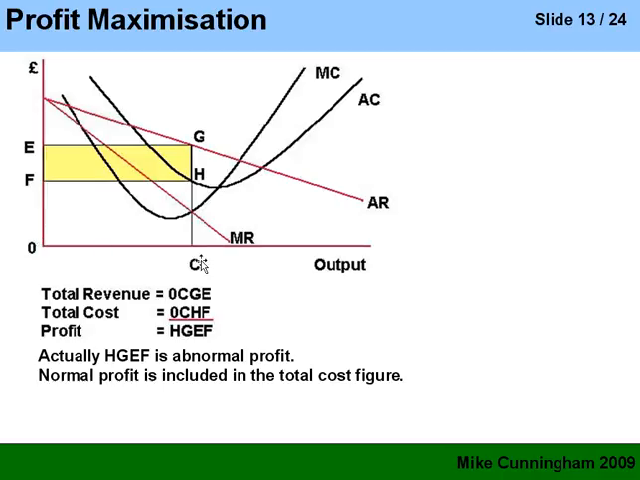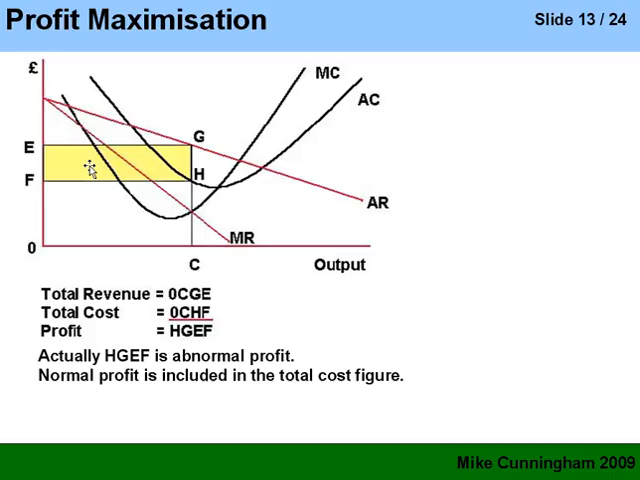The total cost is OCHF. So it's the average cost here times the quantity, this quantity over here. So that is the total cost. And if we subtract this area, OCHF, from the original one, we're left with this yellow area here, which is our abnormal profits. Normal profits are built into our average cost curve. Normal profits are what is necessary to keep the company in business, to keep the company producing.